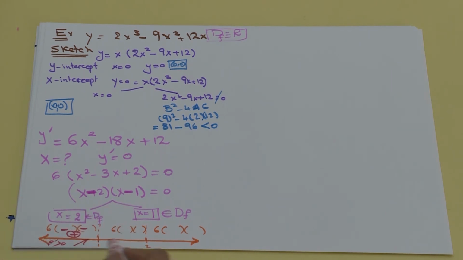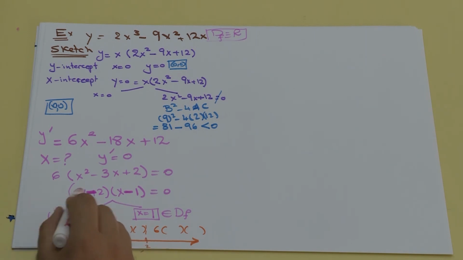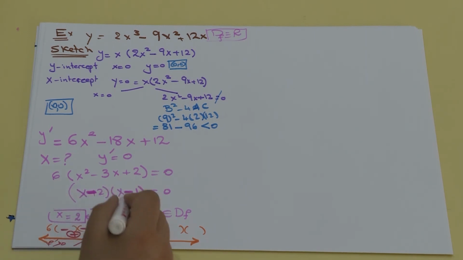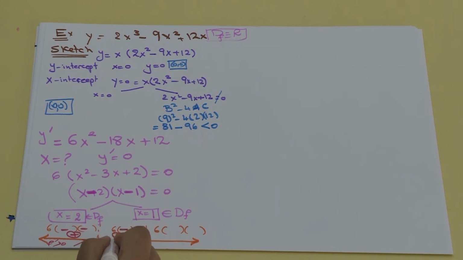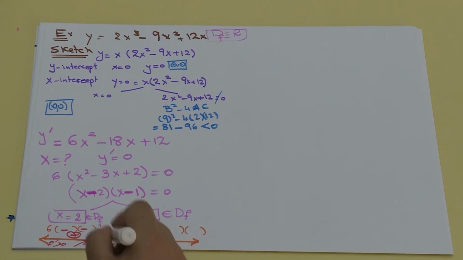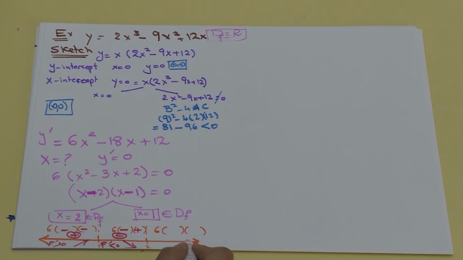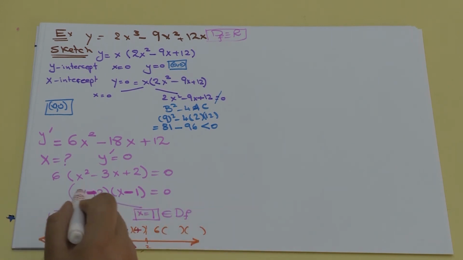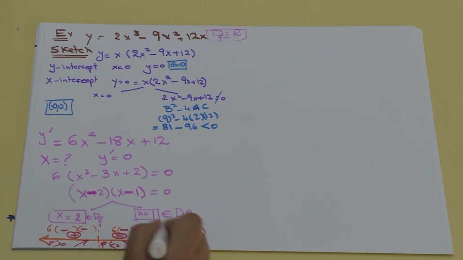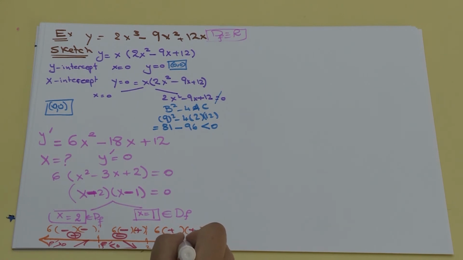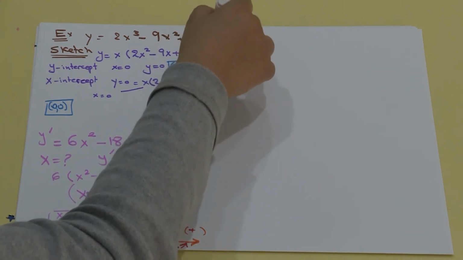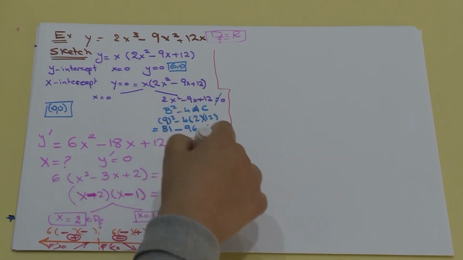I take between 1 and 2, 1.5. 1.5 minus 2 is minus. 1.5 minus 1 is positive. So the whole thing is minus. So f prime is less than 0. So the function is decreasing. And now we go. Take 3 bigger than 2, or take 4. 3 take away 2 is positive. 3 take away 1 is positive. So the whole thing is positive. So f prime is greater than 0 here. So the function is increasing. Next, we try to rewrite this again.